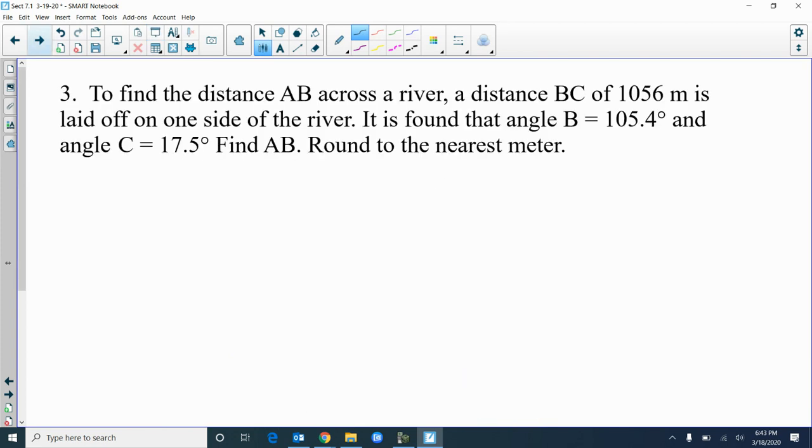The distance across the river we did in class, it is on the guided notes, or it's on the notes from the 13th. So if you need to see that, if you weren't here, you can look that up and then plug that in. We want to get to the other ones here.